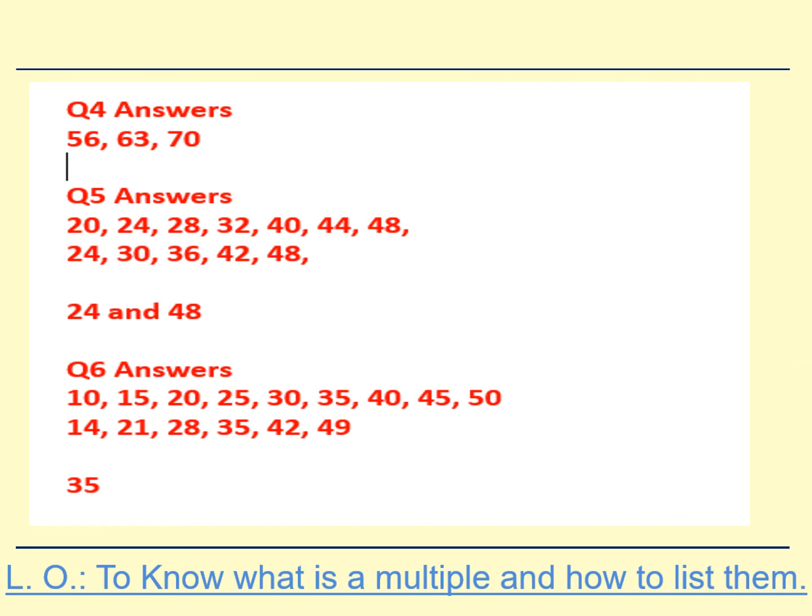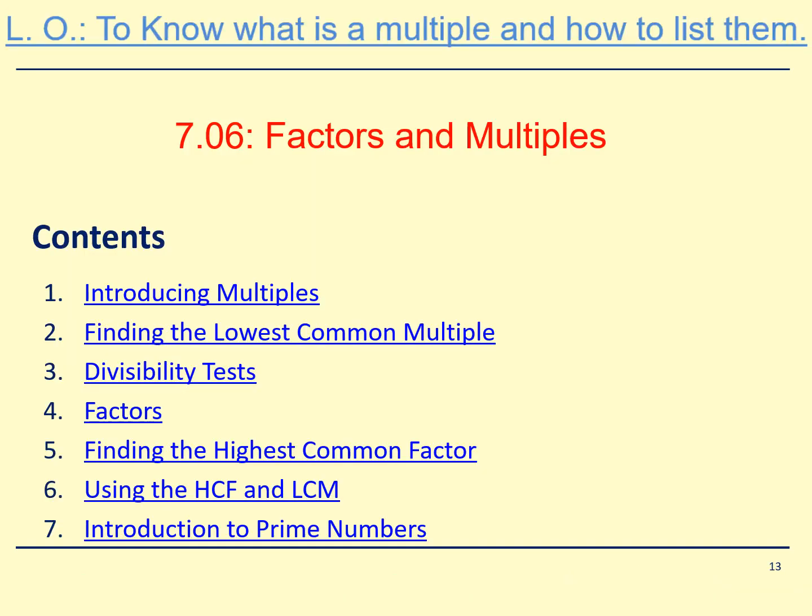And here are the answers. So these are the answers to questions 4, 5, and 6. This is the end of our lesson. Today we've learned what a multiple is and how to list them, how to list the multiples of a given number. In the next lesson, we're going to learn how to find the lowest common multiple of 2 numbers.